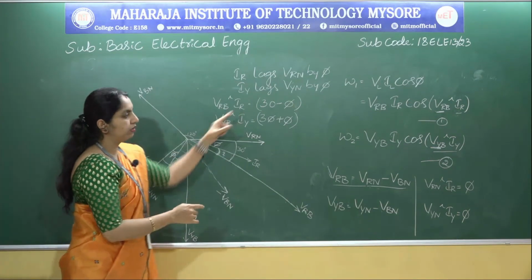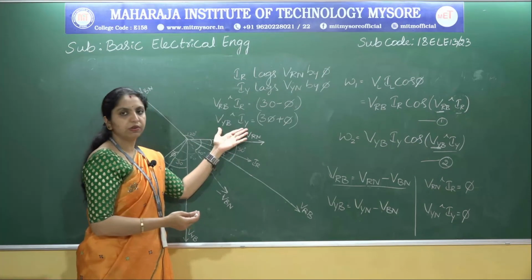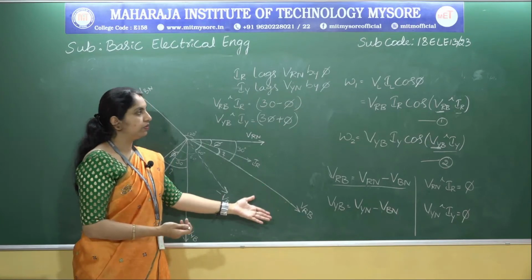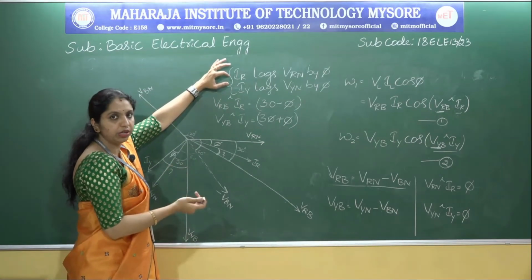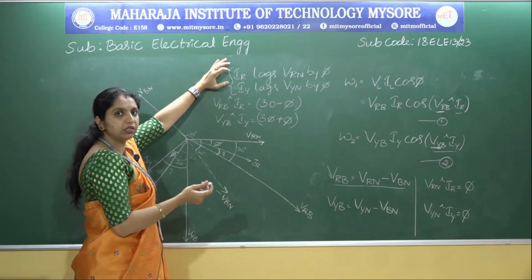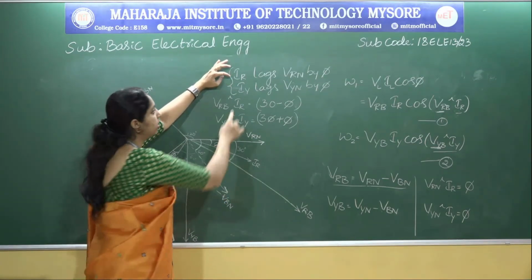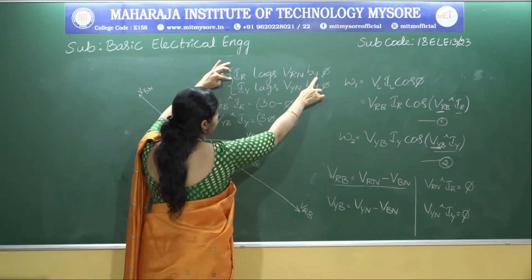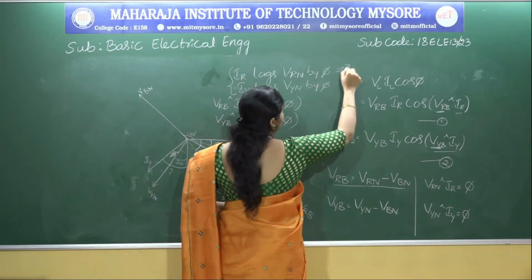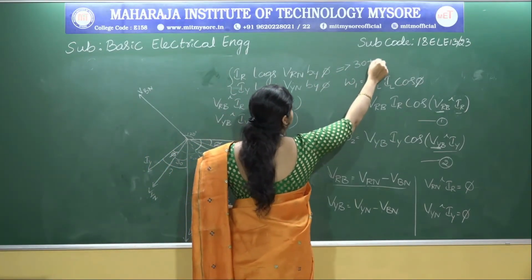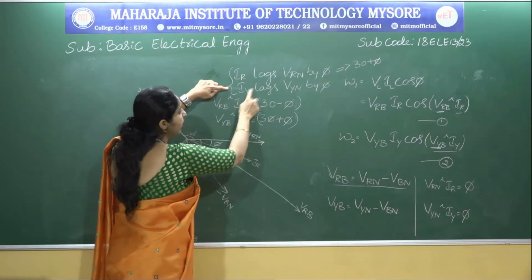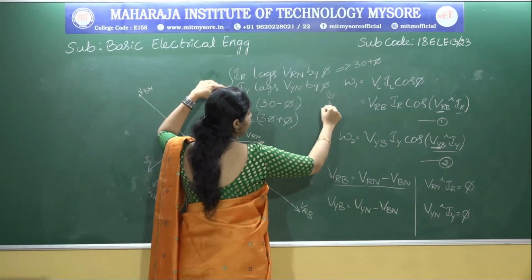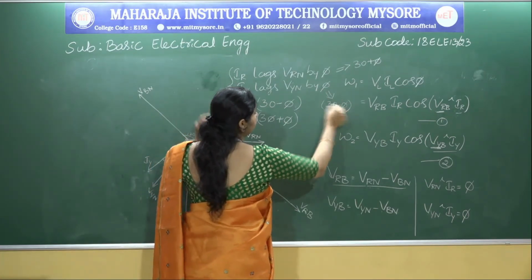So in the previous part we have got 30 minus phi, but here we have got 30 plus phi. In the first case 30 minus phi, in the second case 30 plus. In this case we have considered the current lags voltage, right? But in the other case, if you consider current leads voltage, that means IR leads VRN by phi, then we get in this case 30 plus phi. And if you consider IY leads VYN by phi, then we get 30 minus phi, okay, vice versa.